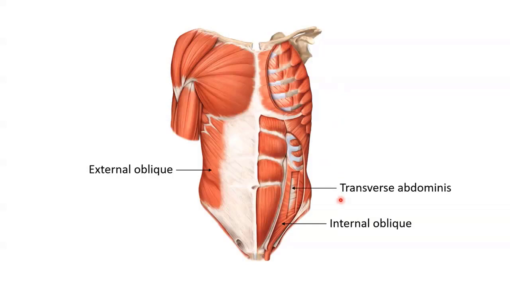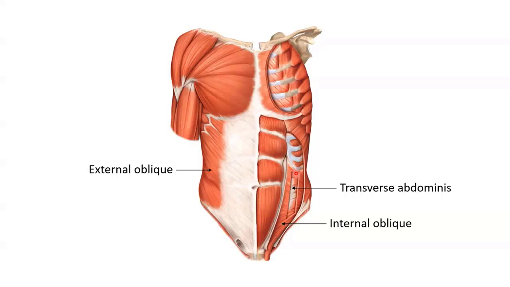Underneath our internal obliques is our transverse or our transversus abdominis. And this is the deepest of our abdominal muscles. And its muscle fibers run transversely around the abdominal wall, much like a belt would wrap around your waist. So you can see these muscle fibers running transversely along here.